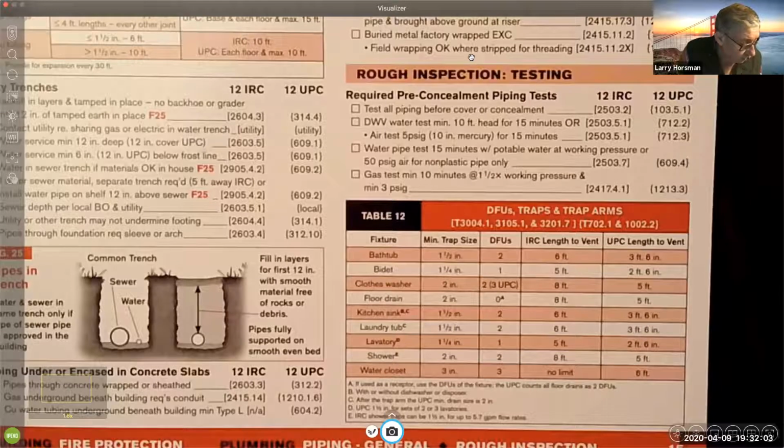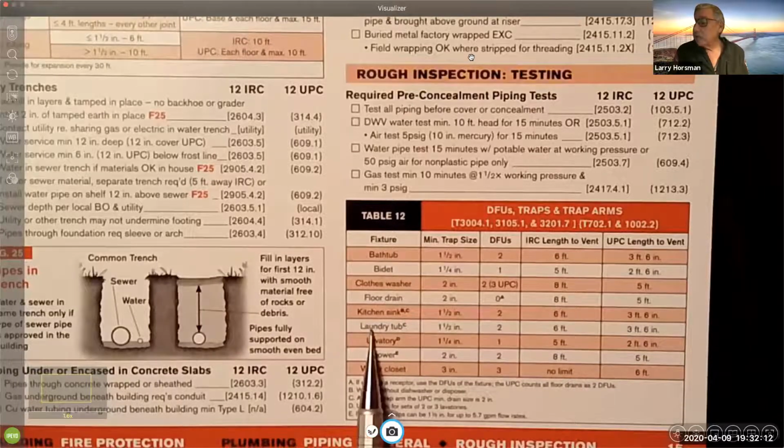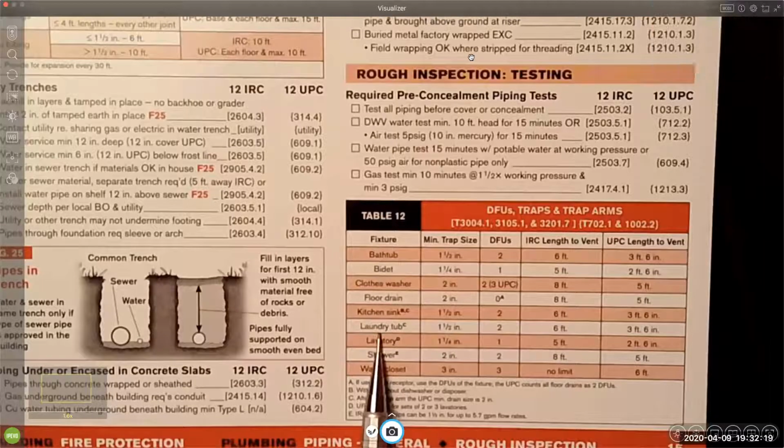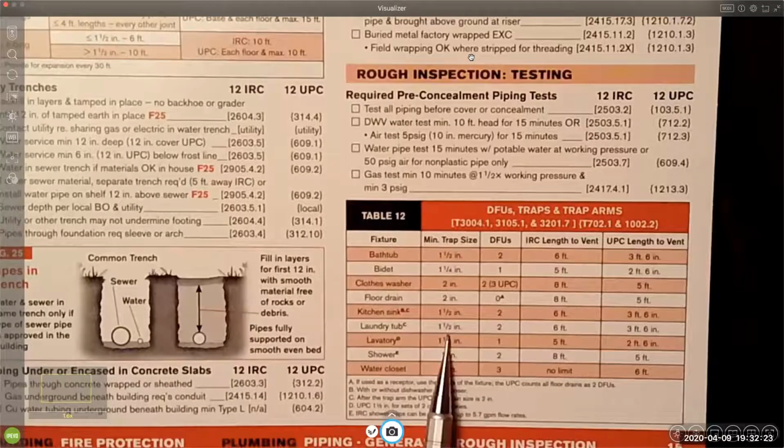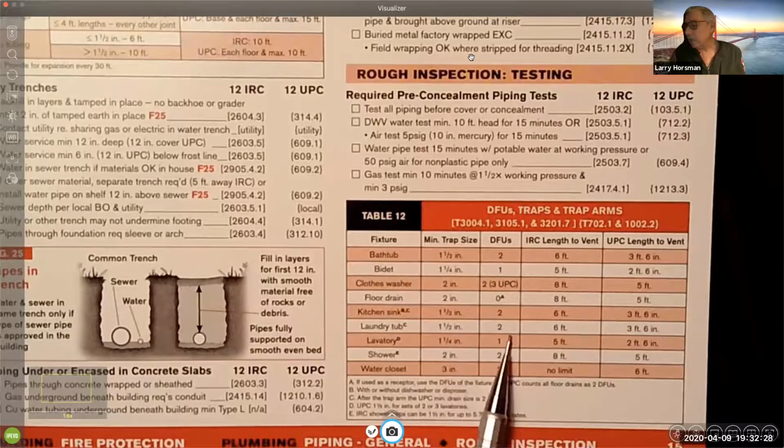But if you look at that, it lists the fixture on the far left, right here. So if we look at laundry tub, then the minimum trap size is 1.5 inches. The drainage fixture units, which we will need in order to size piping later, but we'll go through an exercise, is 2 drainage fixture units.